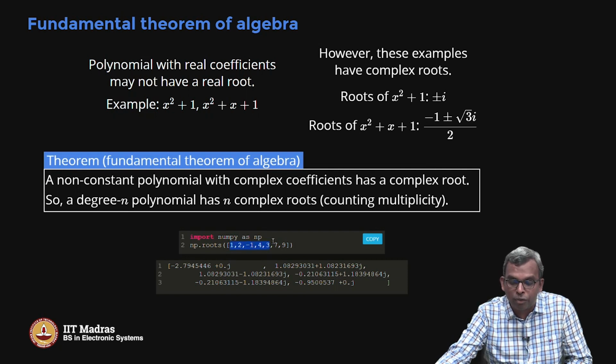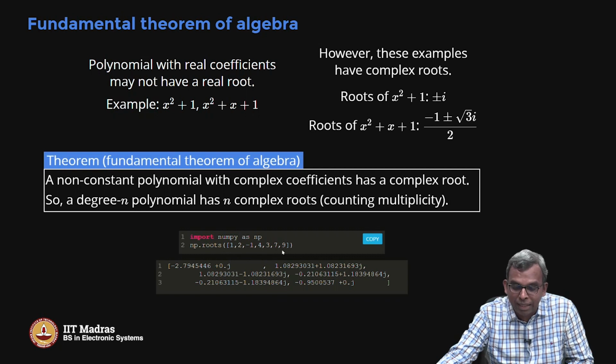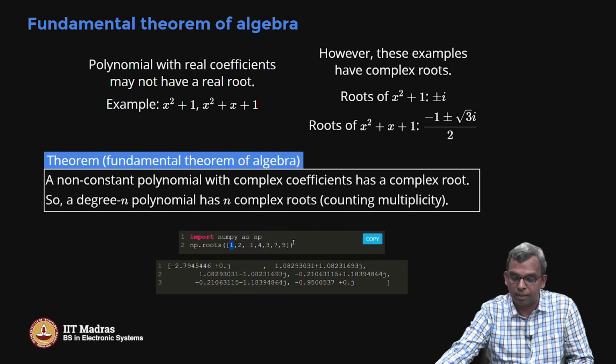Now, what is this? This just codifies the coefficients of the polynomial. Basically, it says 9 is the constant, 7 is the coefficient of x, 3 is the coefficient of x squared, 4 is the coefficient of x cubed, minus 1 is the coefficient of x power 4, 2 is the coefficient of x power 5, 1 is the coefficient of x power 6. So, this is a 6th degree polynomial, x power 6 plus 2 x power 5 minus x power 4 plus 4 x power 3 plus 3x squared plus 7x plus 9. You just call np.roots, and out come all the roots of this polynomial.